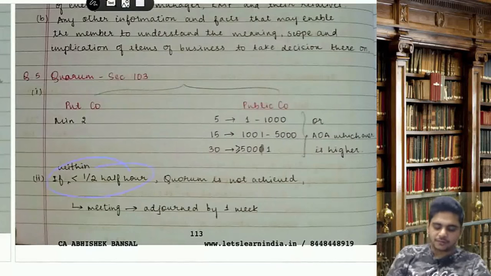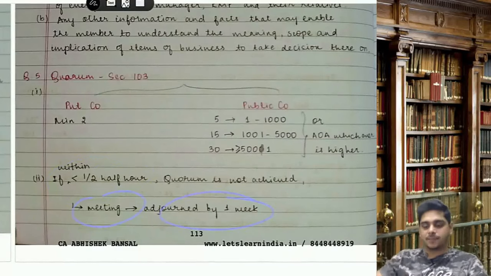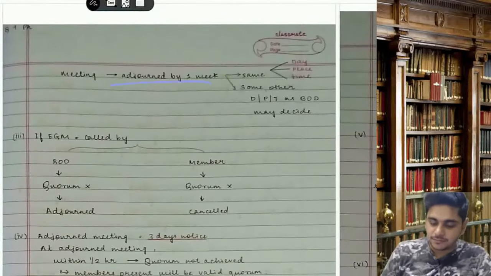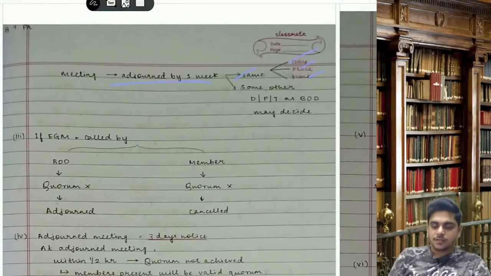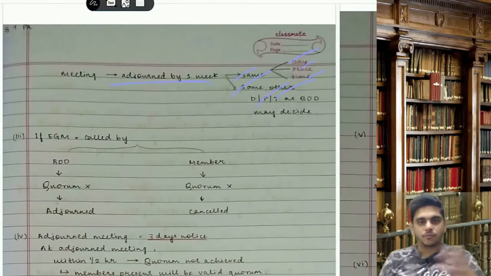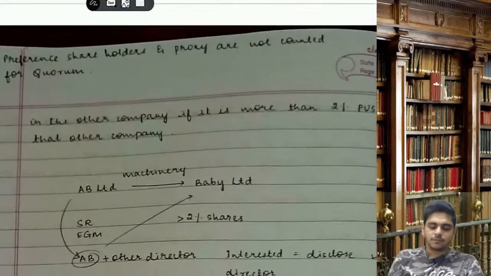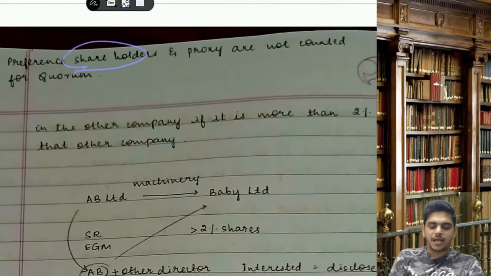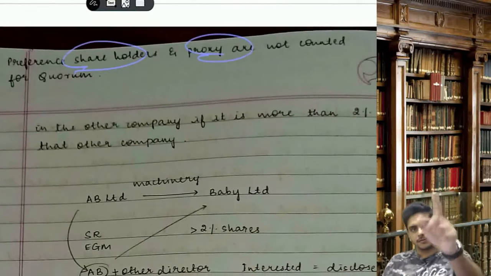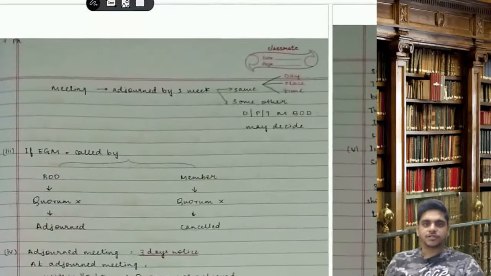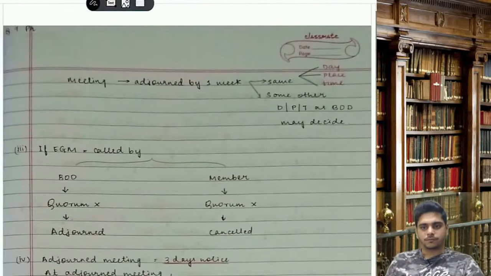If within half an hour quorum is not achieved, the meeting would be adjourned. That means extended by 1 week to the same day, same place, same time, or some other day, some other place, some other time, as the board may decide. Always remember, preference shareholders and proxies are never counted for quorum.